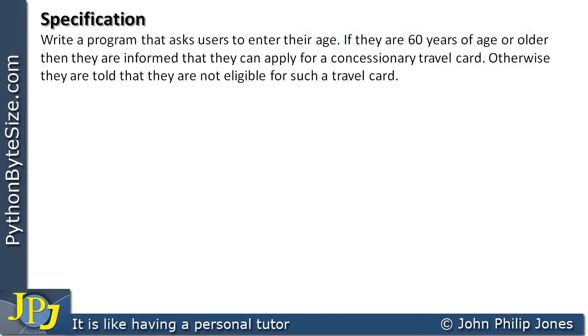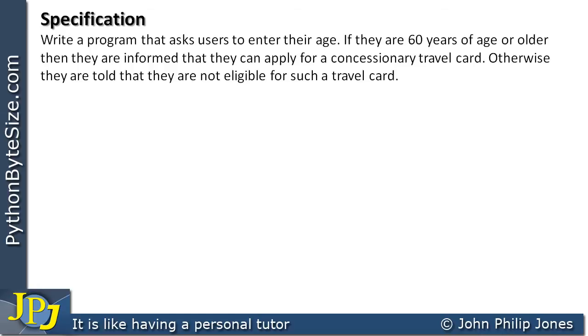Let's consider this specification. Write a program that asks users to enter their age. If they are 60 years of age or older, then they are informed that they can apply for a concessionary travel card. Otherwise, they are told they are not eligible for such a travel card. Now I'm going to show the solution for this using a Nassi-Shneiderman chart or an NS chart.